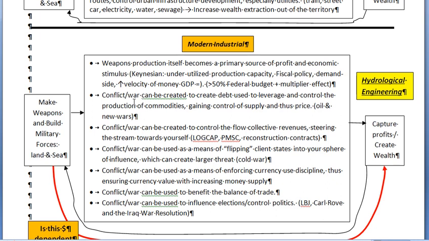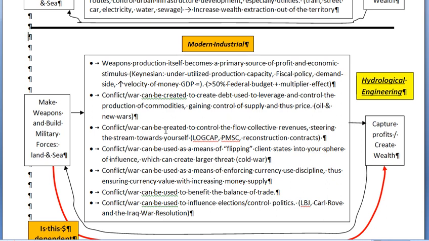All right, so conflict or war can be created to create debt. This is very common today. Now, that debt is used to leverage and control the production of commodities, whether it's oil or diamonds or something like that, right? And if you control that production indirectly, you gain control over supply and thus price. Now, I can't explain this until I get to my lesson on U.S. policy in the Middle East. You'll see it better then.